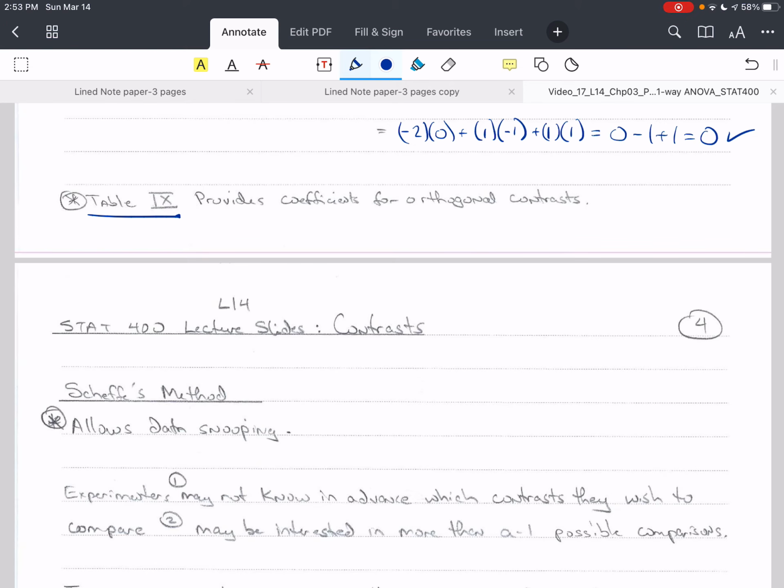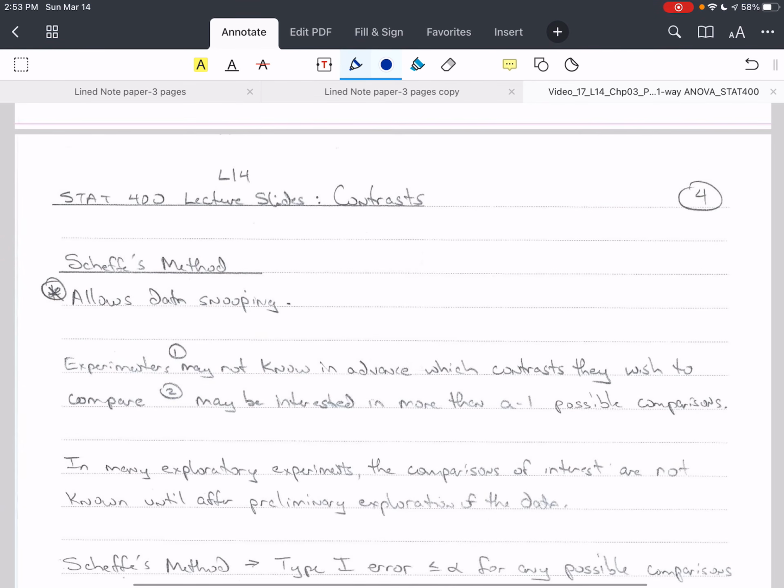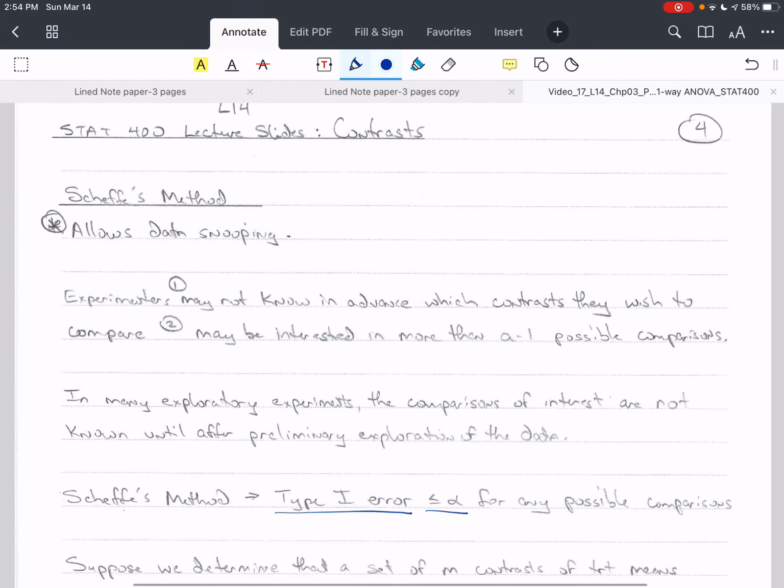So the experimenters may not know in advance which contrast they wish to compare, so they may be interested in more than A-1 possible comparisons. In many exploratory experiments, like I said, these comparisons of interest are not known until after preliminary exploration of the data, or data snooping. What Scheffé's method does is control the type 1 error so that it's at most alpha for any possible comparisons.